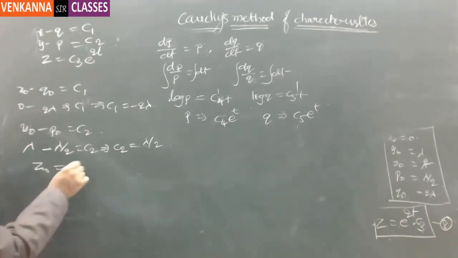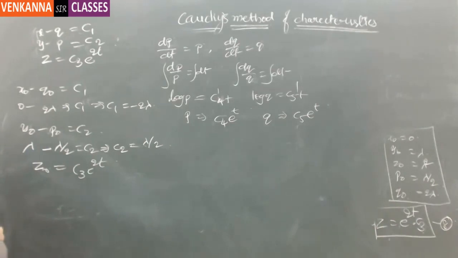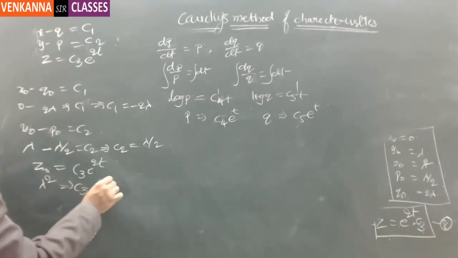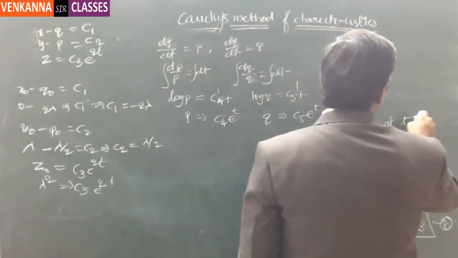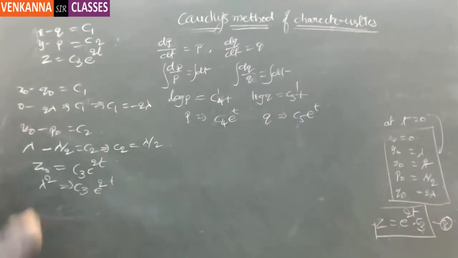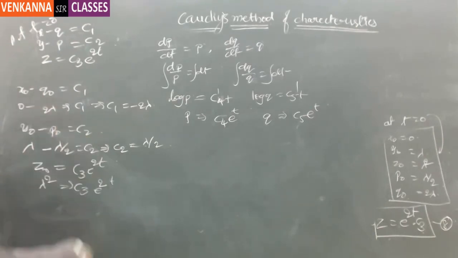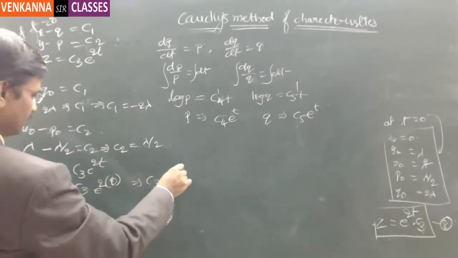The next equation is z naught is equal to c3 e power 2t. So c3, z naught value, lambda square, is equal to c3 into e power 2 into t naught value. So t naught is 0. So this lambda parameter is at t is equal to 0. So these are the parametric equations. Now the initial conditions are at t is equal to 0, so at t is equal to 0 we are substituting it here. This is going to be 0. It implies c3 is equal to lambda square.